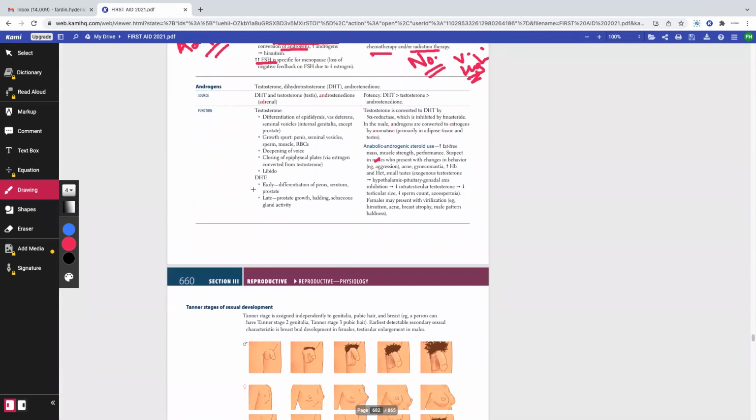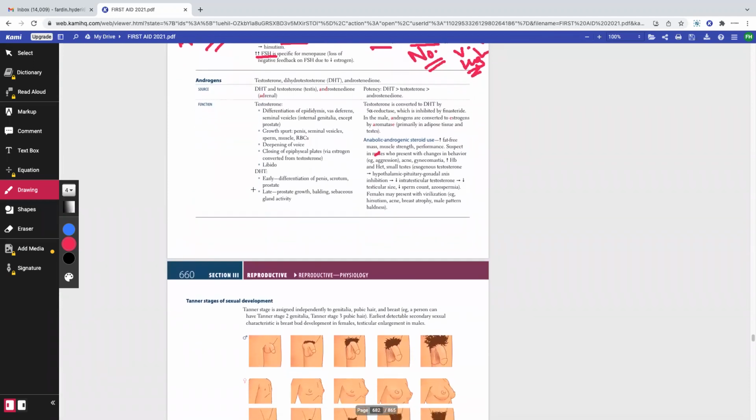What is the source of estrogen after menopause? Fast answers, please. Aromatization.